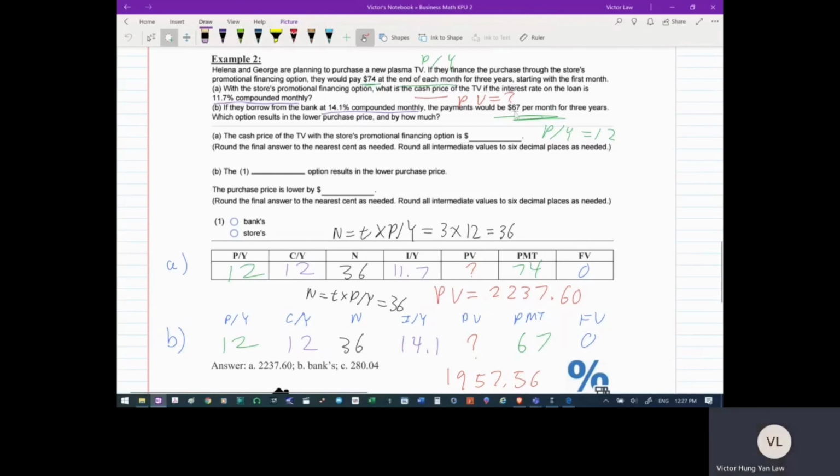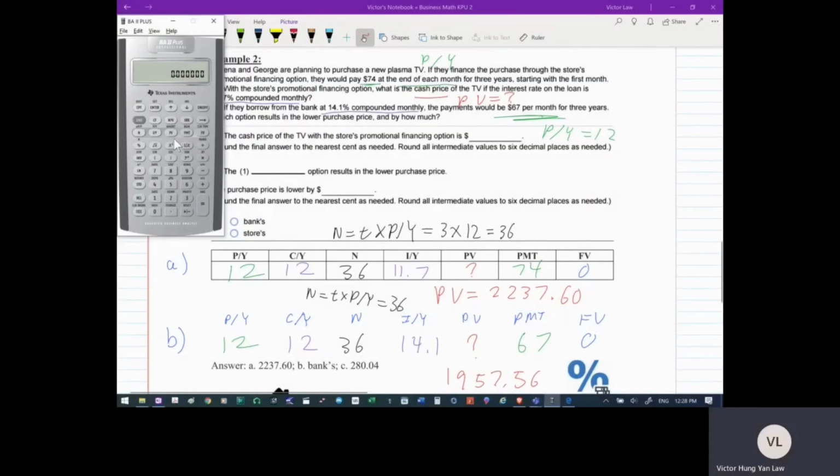And now we're given that the payment is $67 per month, so $67 is your PMT, and then PY is 12 because we're making monthly payments, and the payment is for 3 years, so that's why our N equals T times PY. So our N equals 3 times 12, that will give you 36 for the N. And then future value is 0, so at the end of 3 years, we don't owe any more debt. And now we can compute for present value.